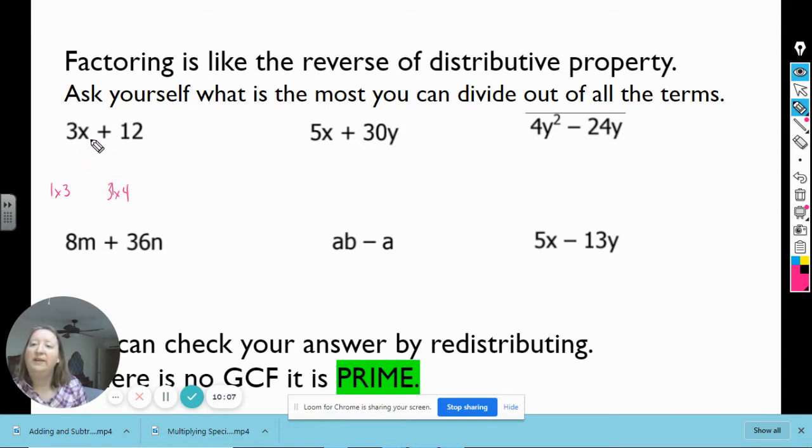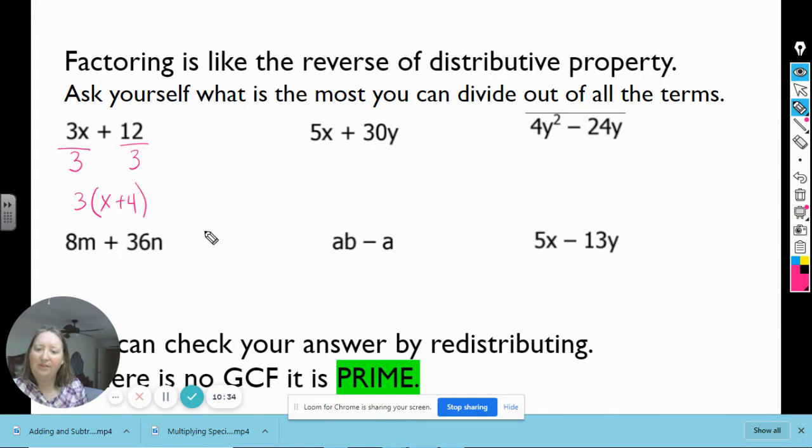So what we're doing is we're going to divide out. We're going to show what we're taking out on the outside. 3. We're dividing out the 3. And then what we end up with is 3 on the outside. Now when I divide out the 3, I have just x left over. And when I divide out the 3 here, I've got 4 left over.